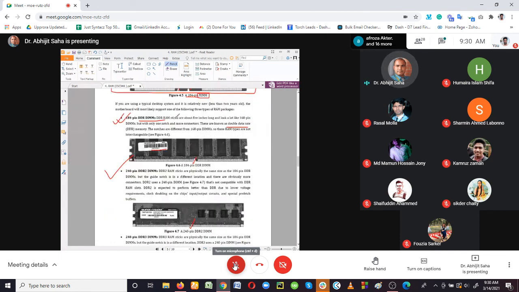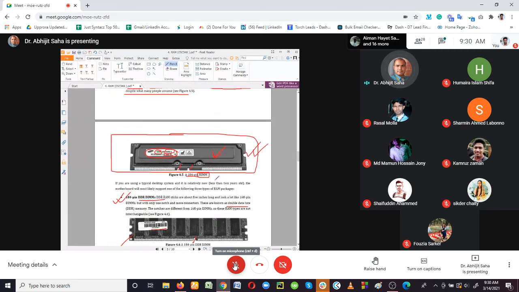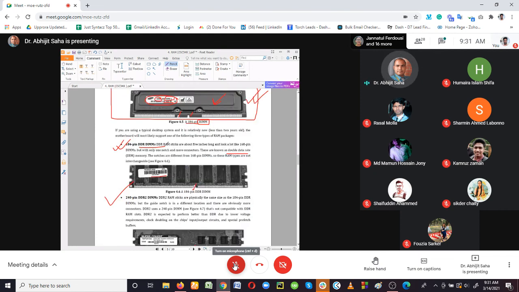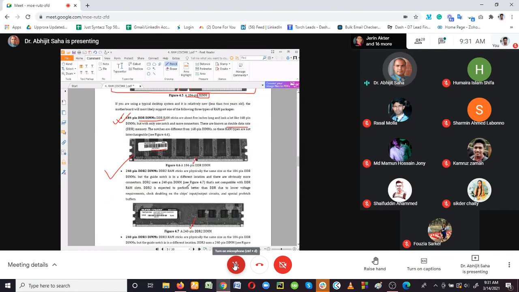So that means the memory modules on the motherboard also need to be upgraded. Based on the memory slots you're having on the board, the RAMs are coming, and based on that the memory size is increasing. The way the memory modules are changing or upgrading, you can simply say. So this is the DDR DIMM RAM that you can see here.